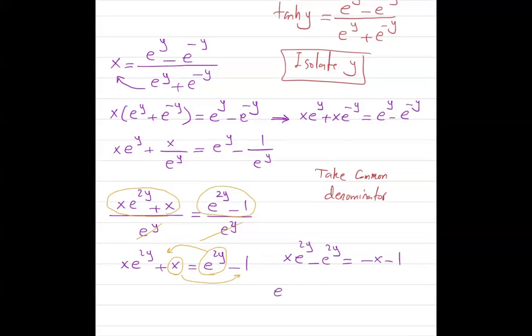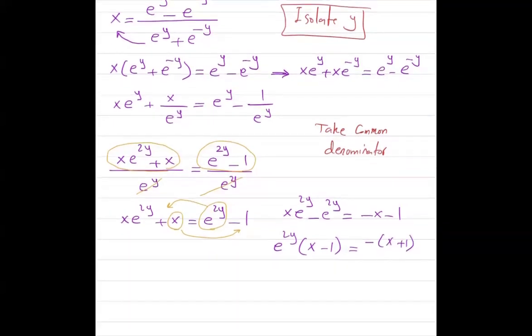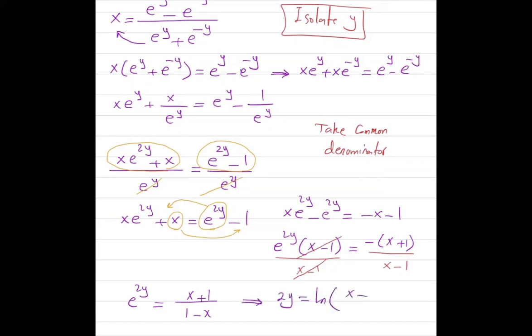If I factor out e to power 2y, I get x minus 1 equals to, if I factor out negative sign, I get x plus 1. Now divide everything by x minus 1 to get rid of the common factor. So e to power 2y is equal to x plus 1 divided by 1 minus x. But by definition of ln, 2y is ln of the quantity on the right-hand side, which is x plus 1 over 1 minus x.